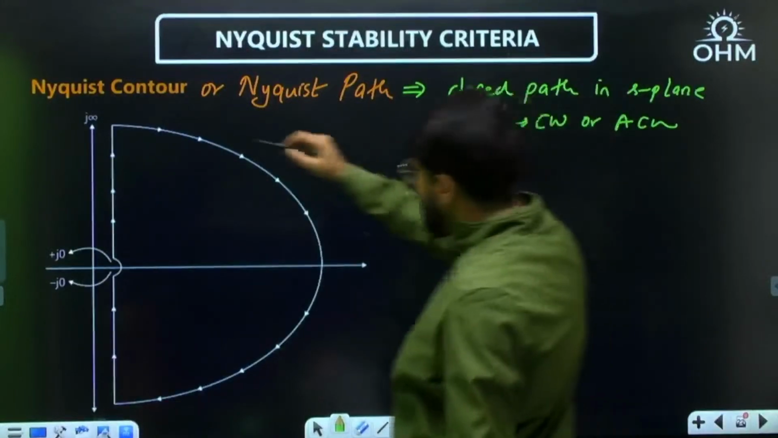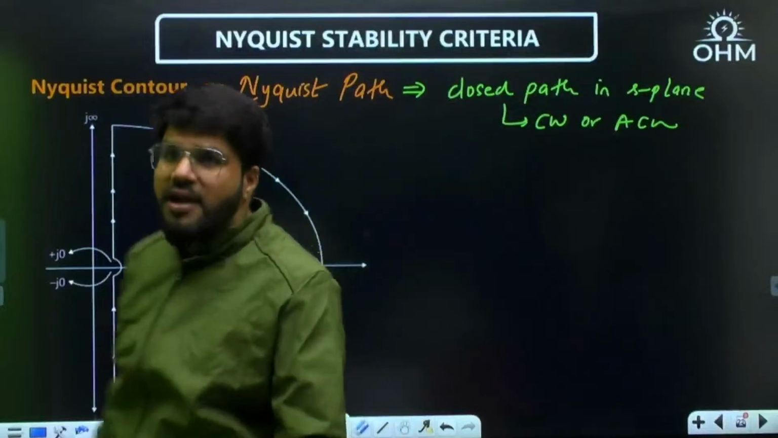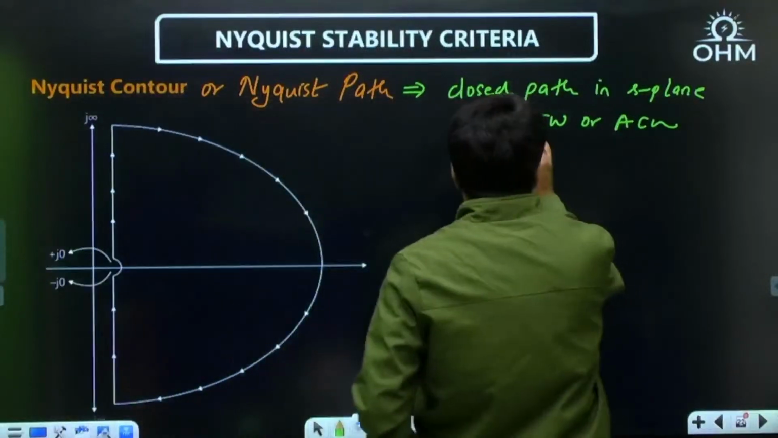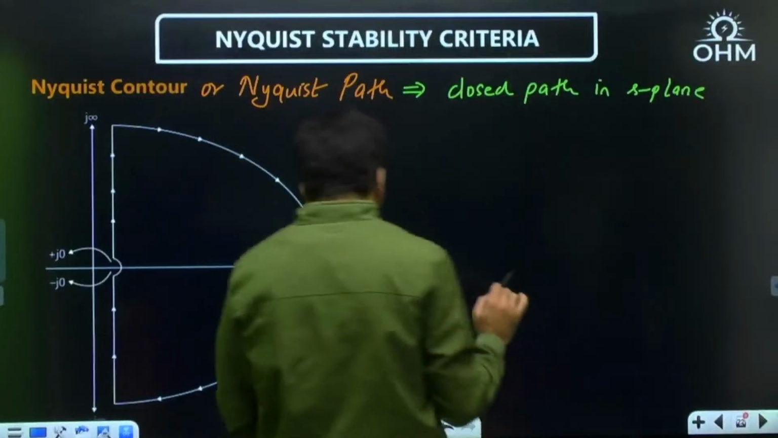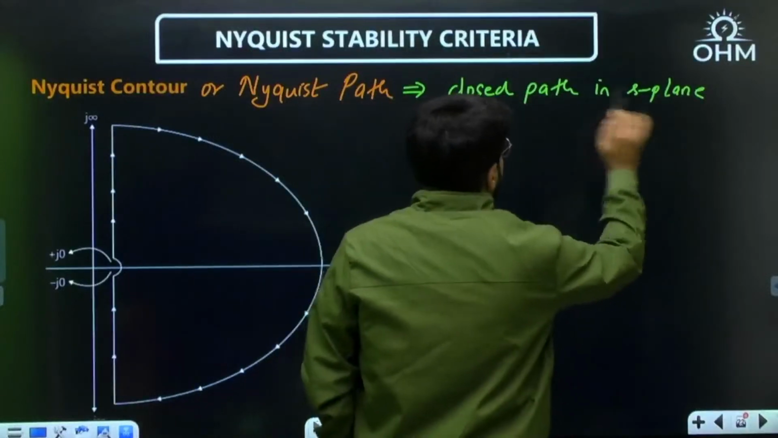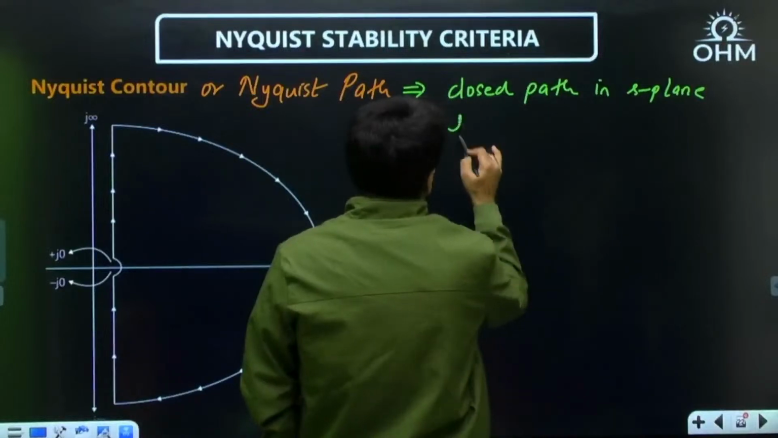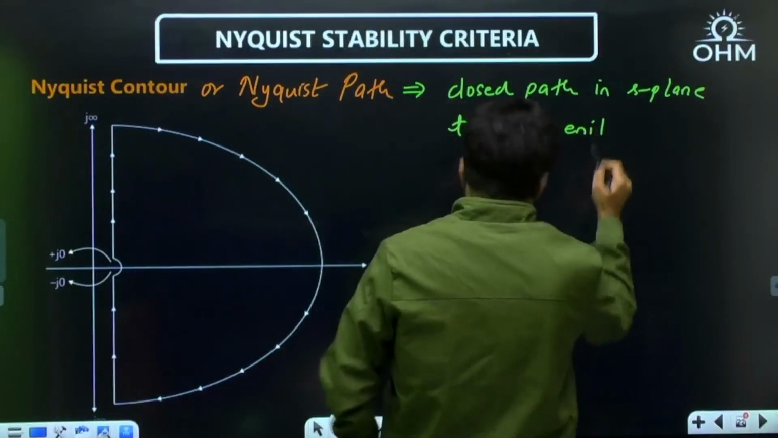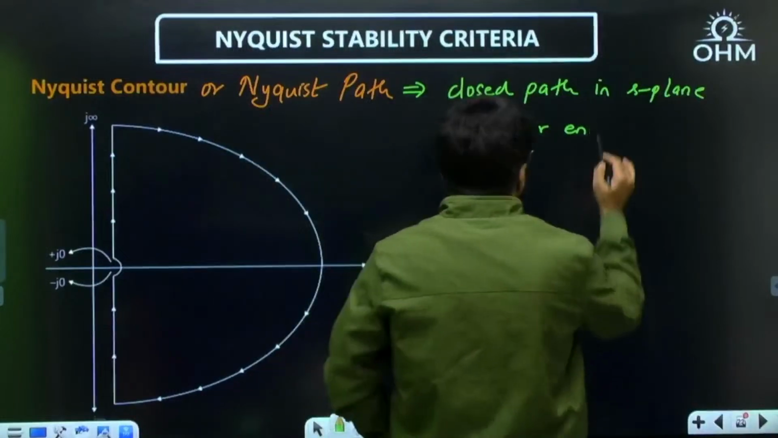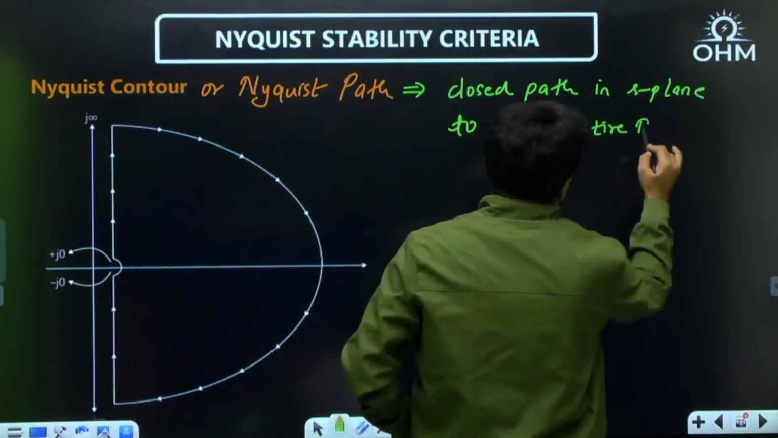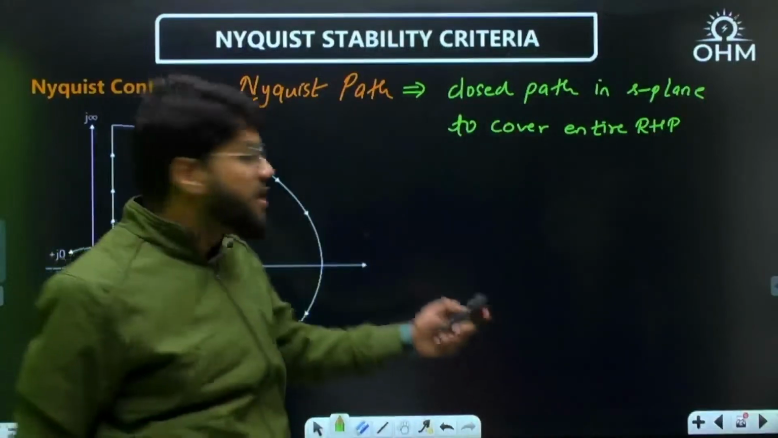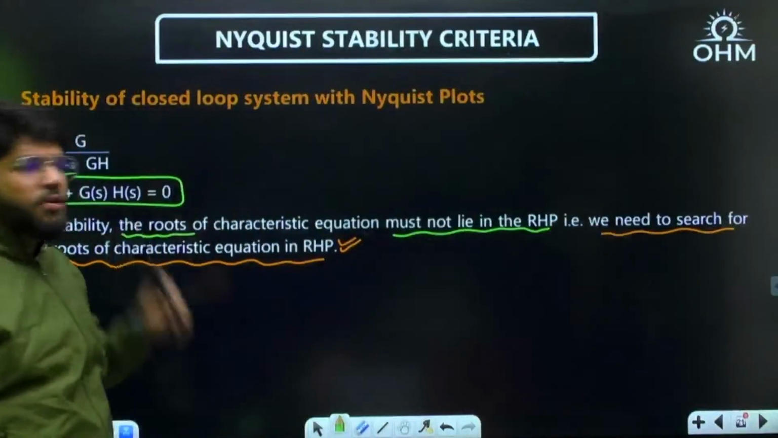Right now I have taken clockwise. Whether clockwise or anti-clockwise, we will see both differences. We will take a closed path in the S plane to cover the entire right half plane, because I told you I have a search area. I need to search for the roots of the characteristic equation in the RHP.